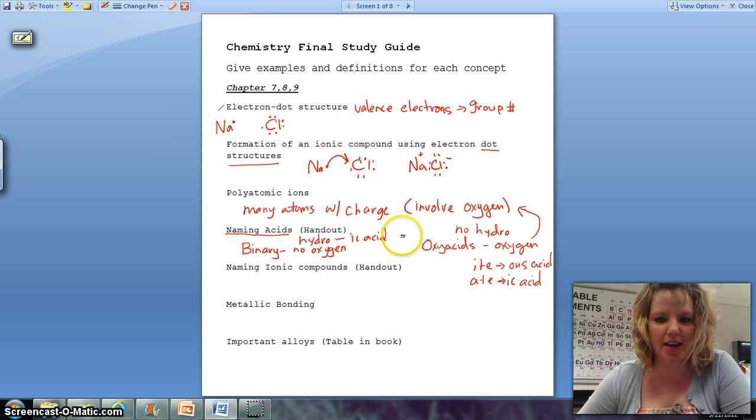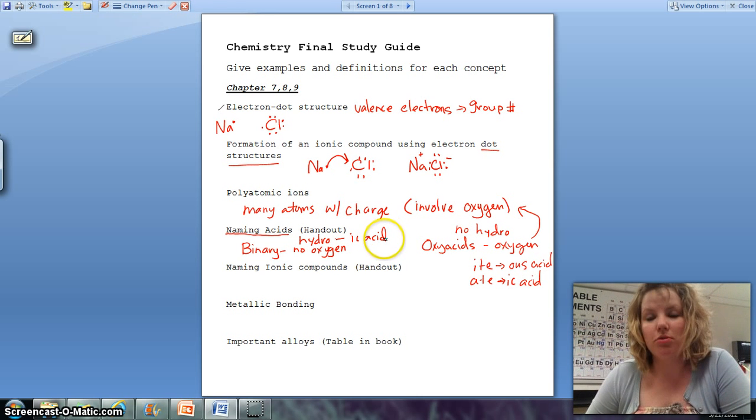So if we had something like HCl, that would be no oxygen, so it would be hydrochloric acid. Whereas if we had H3PO4, PO4 is a polyatomic ion that has oxygen. PO4 is phosphate, ATE, no hydro, so it would just be phosphoric acid.